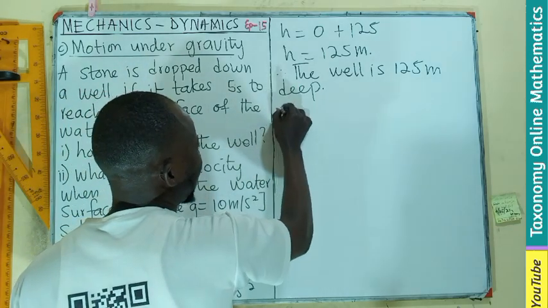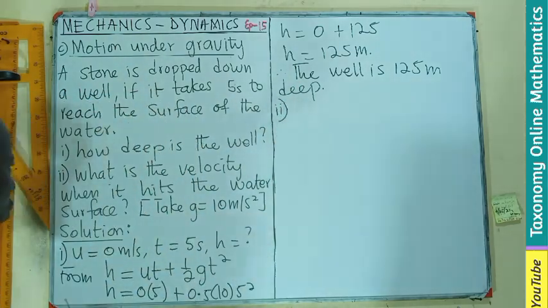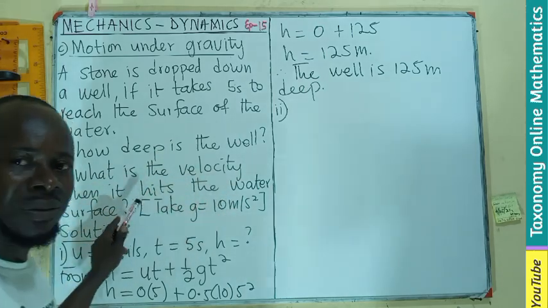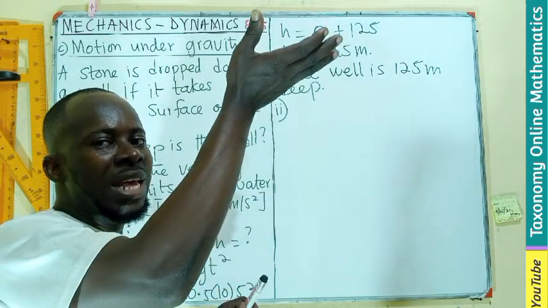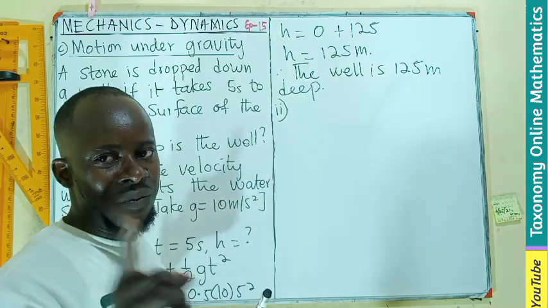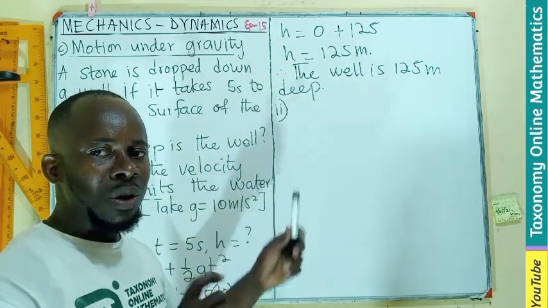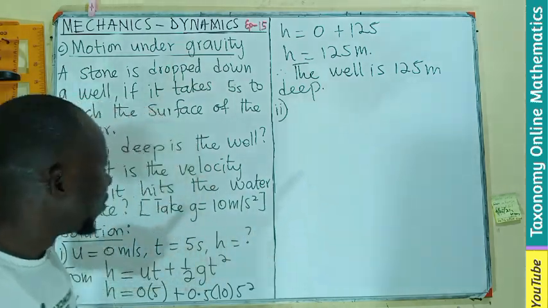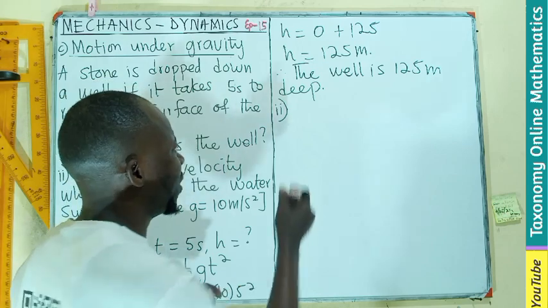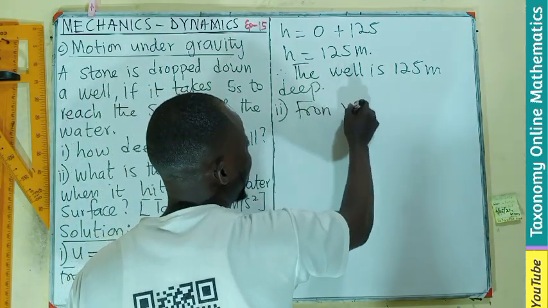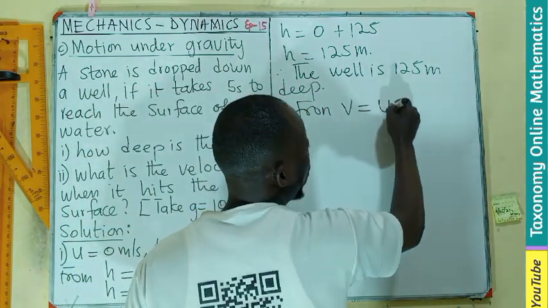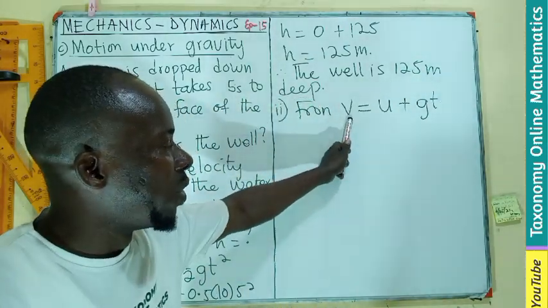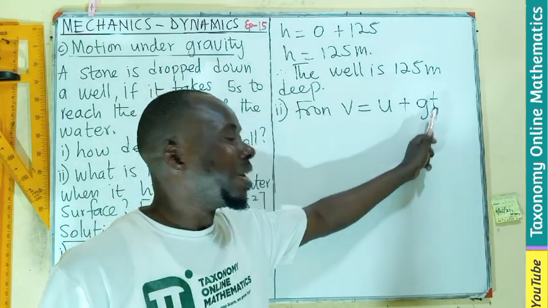Then for the second part, we are going to look at the velocity when it hits the water surface. The velocity where it was released is 0. When it hits, it becomes the final velocity. So we know the initial, and we are also looking for the final. The time taken is given to us, so we can easily use v equals u plus gt, where v is what we are looking for, and u and the time are known.